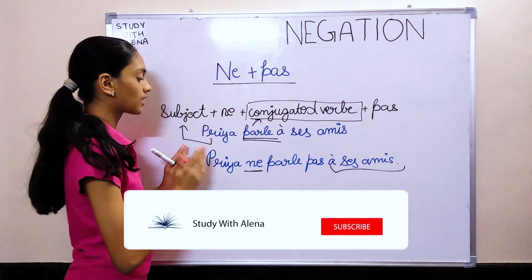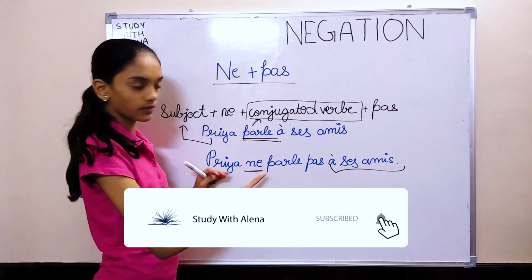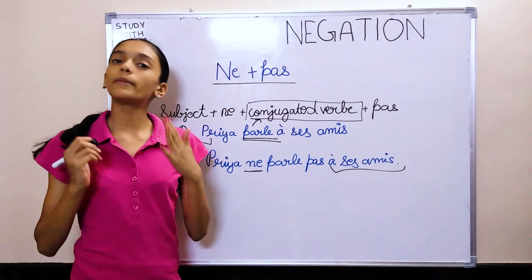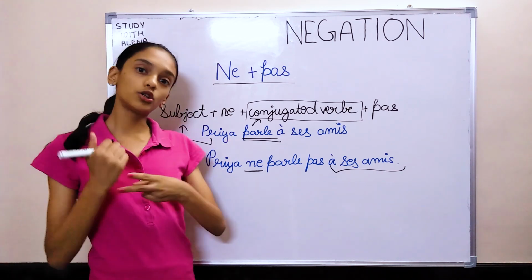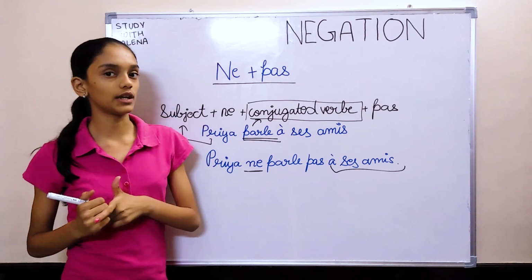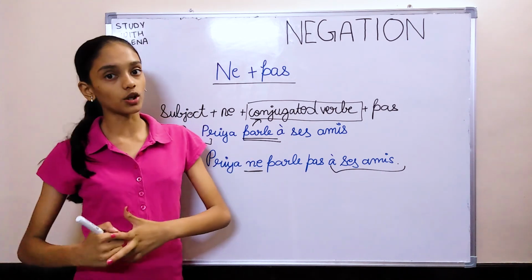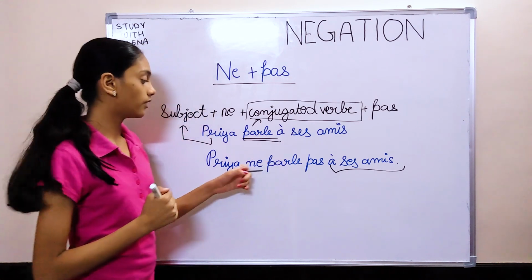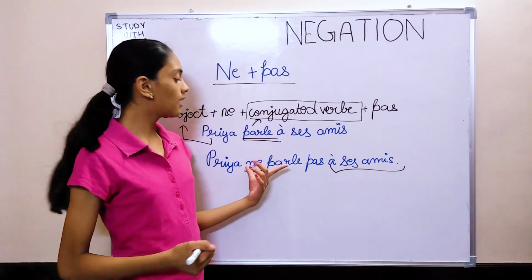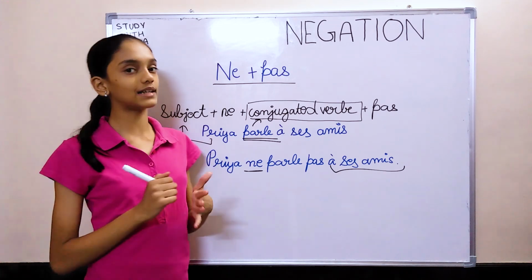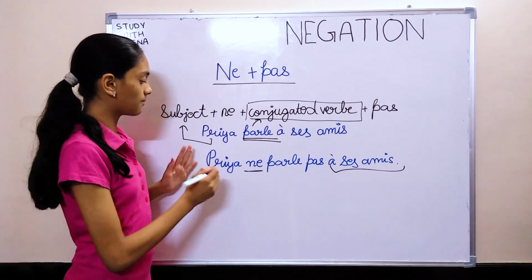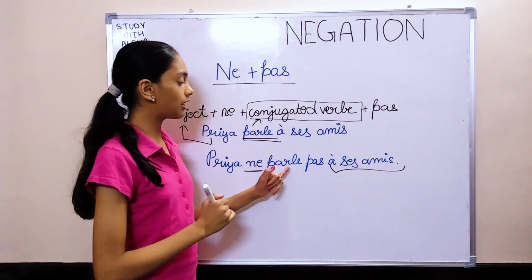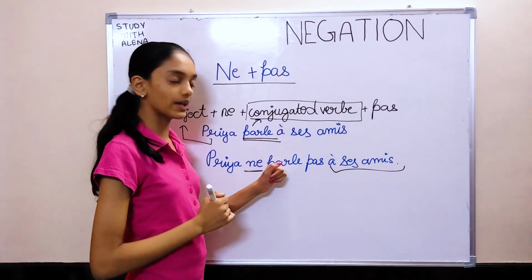So first, subject, ne, conjugated verb. Make sure it's the conjugated verb, because in a sentence there can be two verbs. One would be conjugated and the other one would not be conjugated. So the conjugated verb should be the one around which ne and pas wrap. Now if you don't know how to identify a conjugated verb, it's simple. Just look at the subject and see if the verb is conjugated according to that subject.